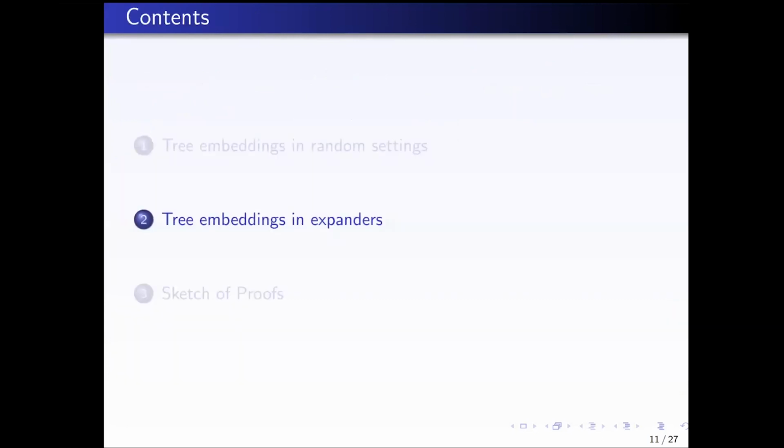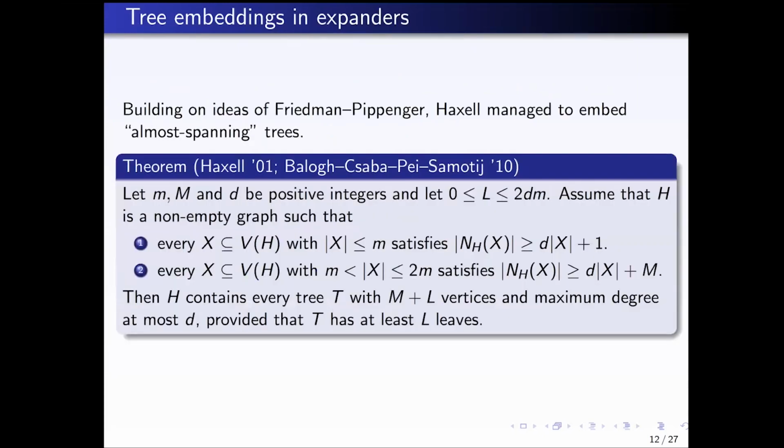Well, right. So the next result is about expanders, and in expanders, here is essentially the theorem, sorry, the result of Hexel, and then she showed very general results, very weak, or in some sense best possible, conditions for having a tree, but not a spanning tree. So the conditions are also natural.